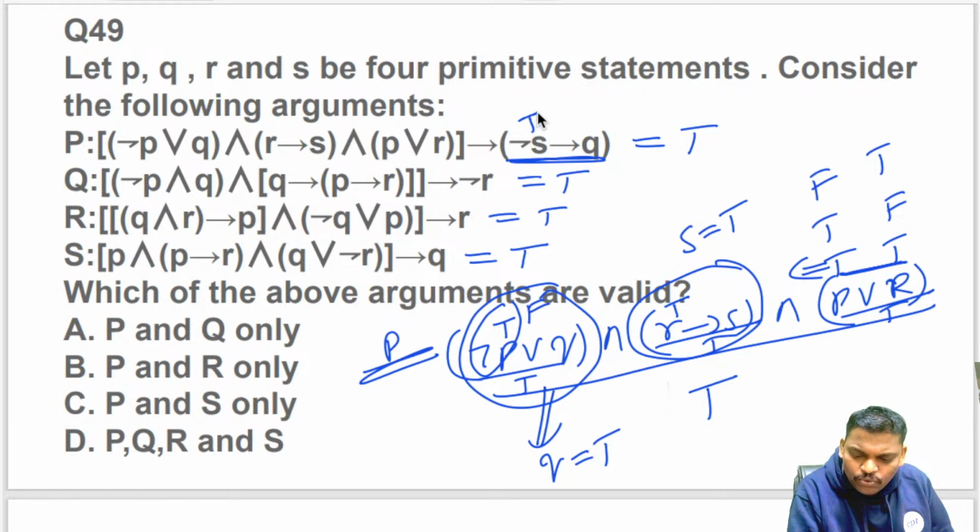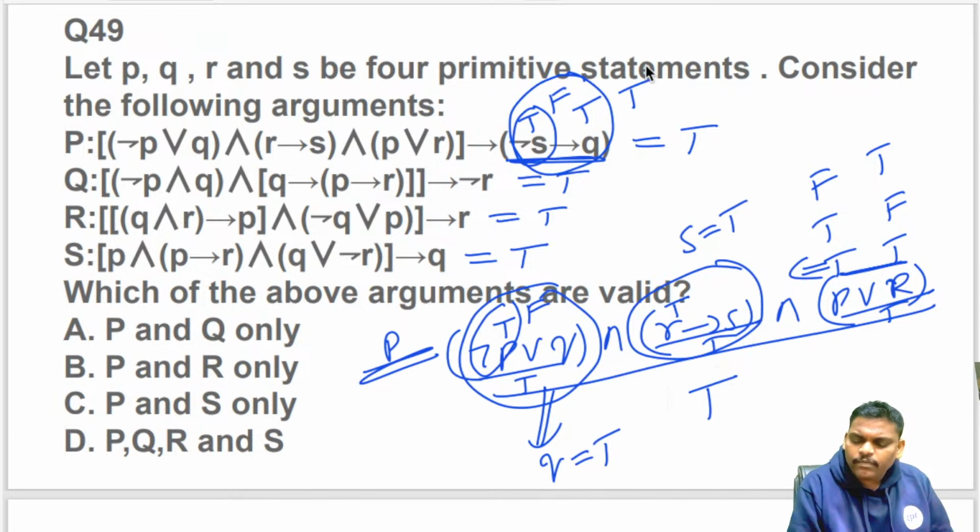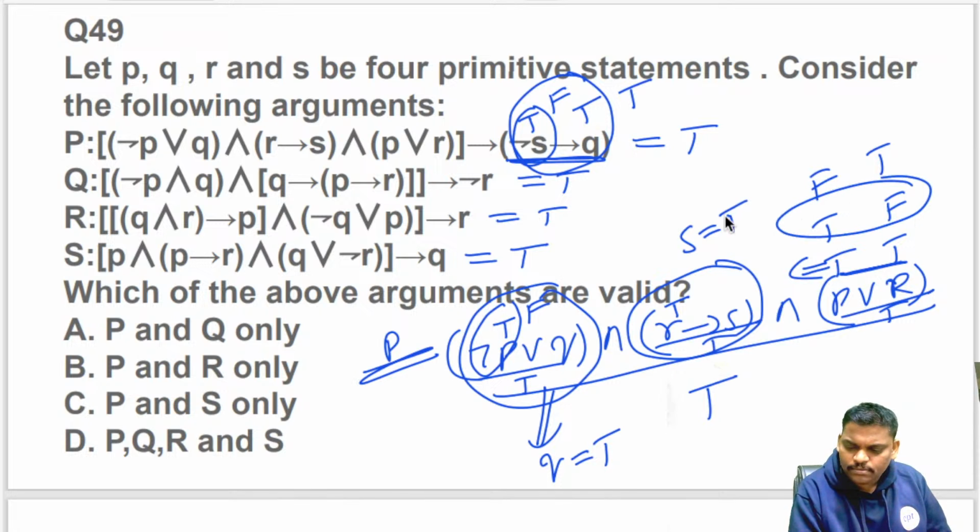If it is true, negation true becomes false. But this is already true. So false implies true. So finally, for the first combination, all are perfect. Let's try the second combination.